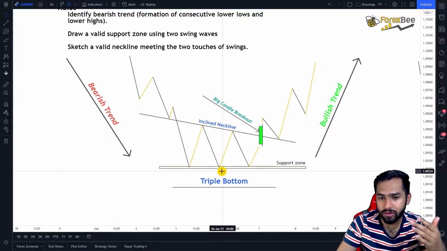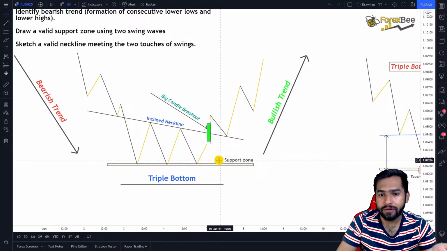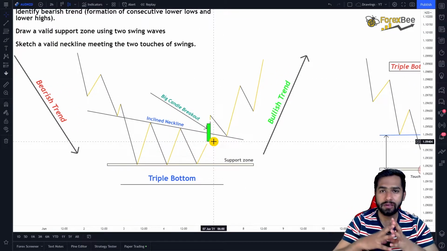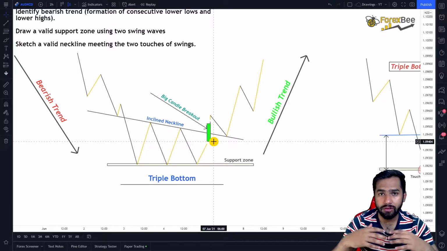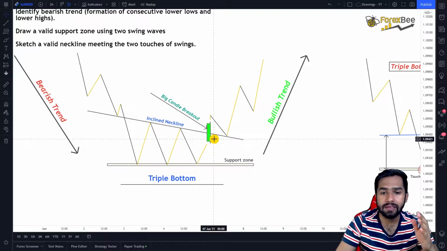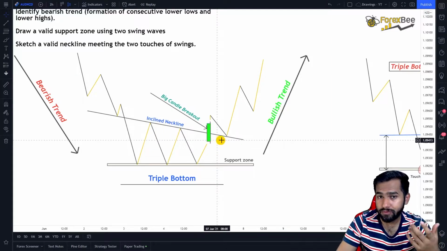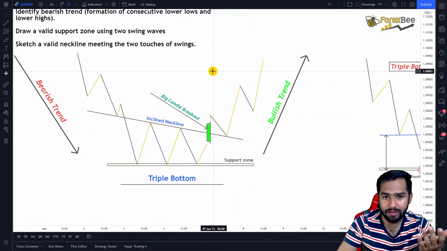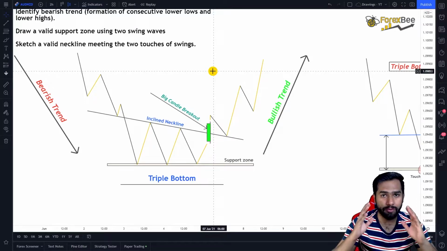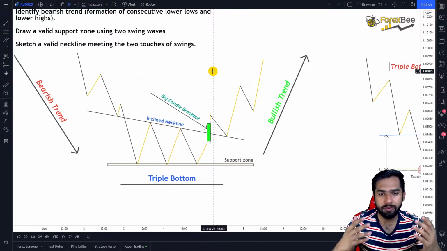It's just holding up in this region, and what happens is ultimately the buyers take control of the market, and now they push the sellers away. With this impulsive move, they push the sellers away, and now the buyers are in control of the market, and that's what drives the market in the bullish trend. So this is the trading psychology or the market structure behind the triple bottoms pattern.